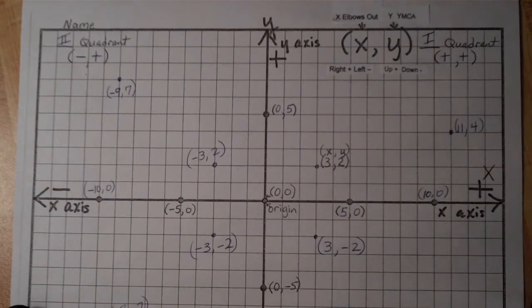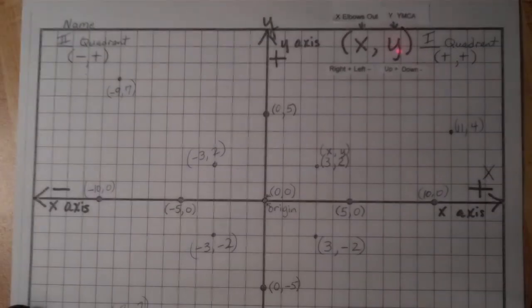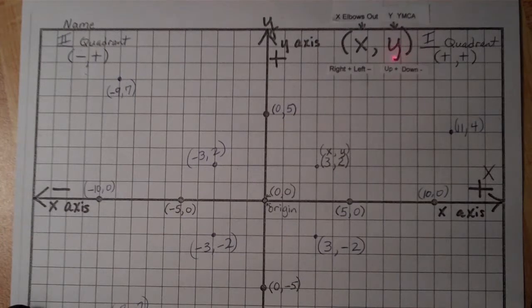Let's do some more, locating points on the coordinate graph. Starting with an ordered pair, remember the x is always along the horizontal axis, and if you make an X with your elbows out, x right is positive, left is negative. So I always start along the x-axis, positive to the right, negative to the left. The second number is along the y-axis. Like YMCA, you're standing, so the y-axis is vertical, up and down. So on the second number, you either go up for positive, down for negative.